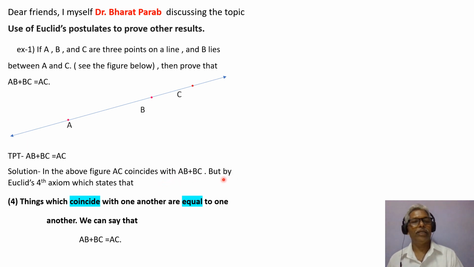But by Euclid's fourth axiom, which states that things which coincide with one another are equal to one another. That means if they coincide, they will be equal to one another. So AB plus BC coincides with AC, which means they will be equal. So we can say that AB plus BC is equal to AC. So we are here using Euclid's postulates and axioms to prove this.